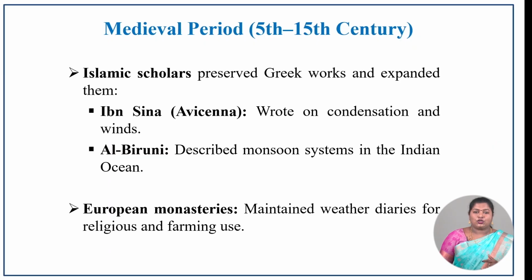Next is the medieval period, 5th to 15th century. Islamic scholars preserved the Greeks' work and expanded on it. Avicenna wrote on condensation and winds. Al-Biruni described the monsoon system in the Indian subcontinent. European monasteries maintained weather diaries for religious and farming use.